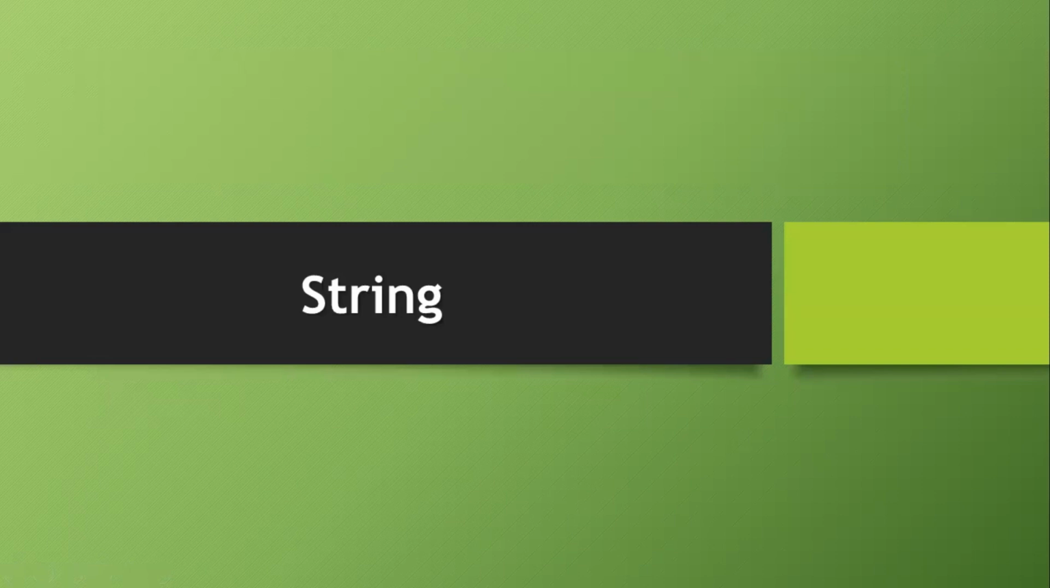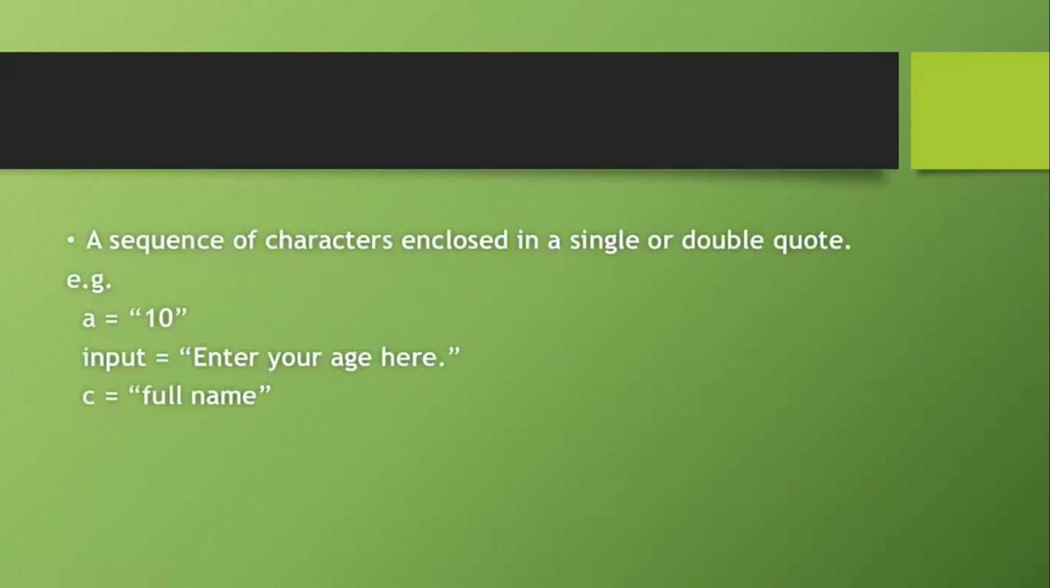Then we have the string data type. Now this is a very special kind of data type. First of all, it is basically a sequence of characters which is enclosed in either single or double quotes. For example, you have the variable a here, which has a string. Now, this 10 is not an integer, it is a string. How do we know? Because of these inverted commas.